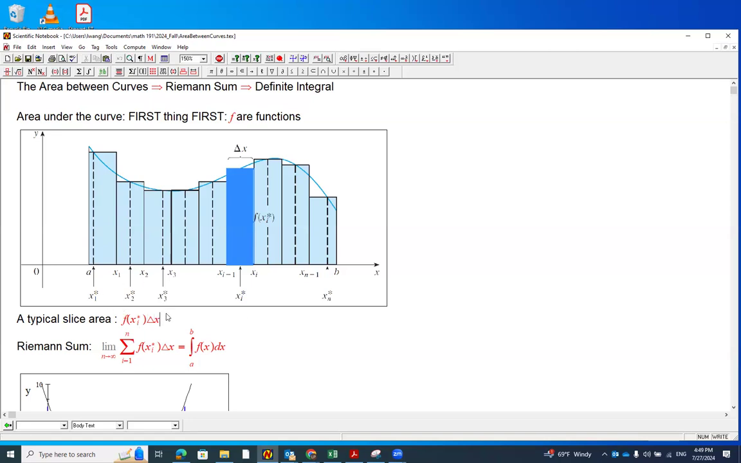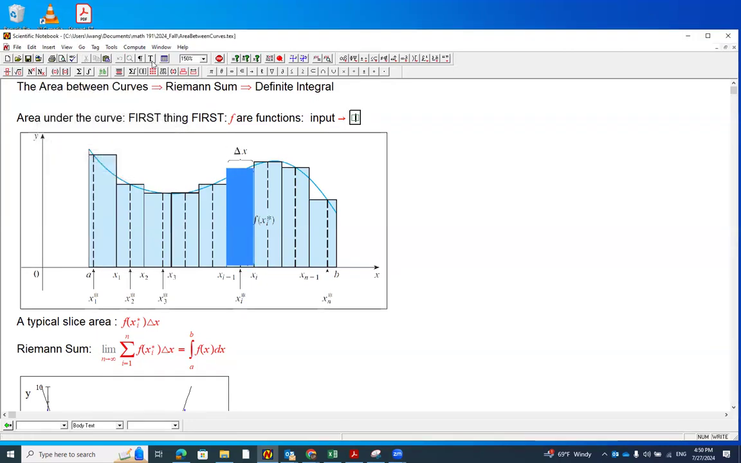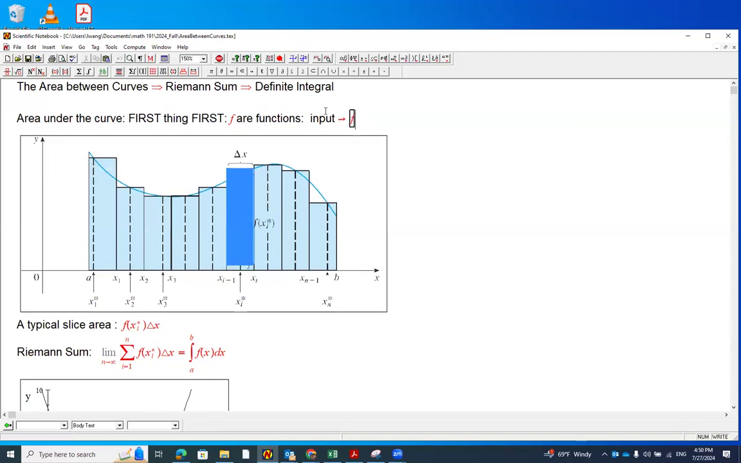When we try to identify the typical slice area, first thing first, it's a function. What does it mean to be a function? That's a review. What's the definition of a function? A function is a rule that assigns each input exactly one output. The function is a rule. It assigns each input exactly one output.